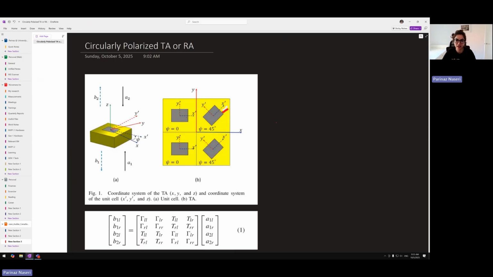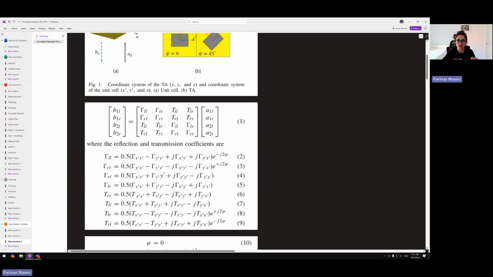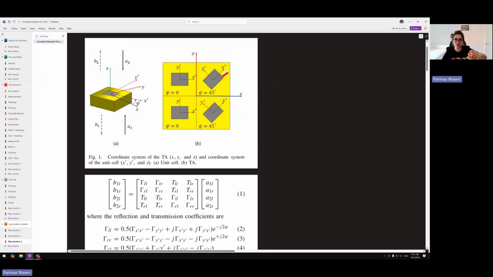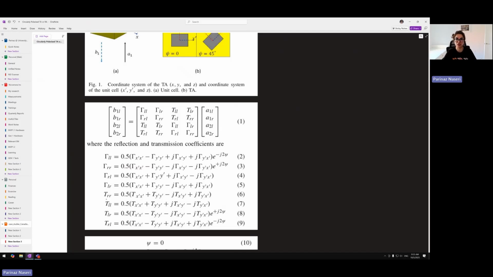And then the neighboring unit cell, let's say the patch is horizontal, and then the x prime and y prime are in this direction. Why am I defining it like this? Because later, based on the rotation of the unit cell compared to the general coordinate system, I can define the reflection coefficient and the transmission coefficient of the circularly polarized waves compared to the linearly polarized wave across the unit cell.